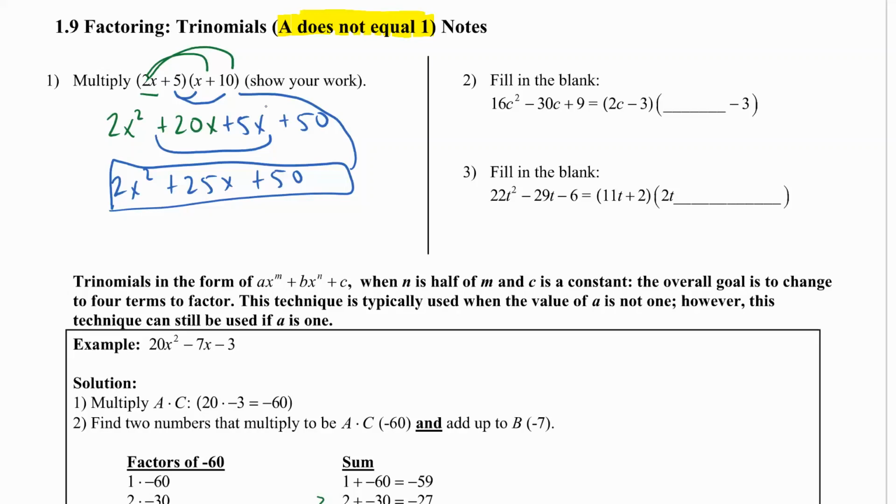Now, I guess we could guess and check. Certainly if we're given one of the factors, it should be easy to find the other factor. So number 2 explores that idea a little bit.